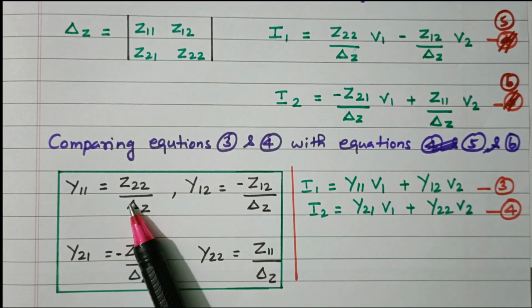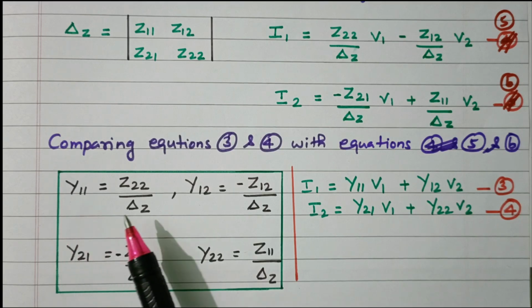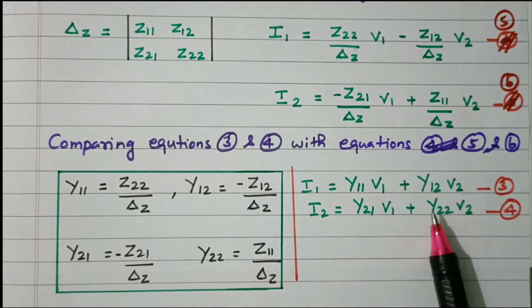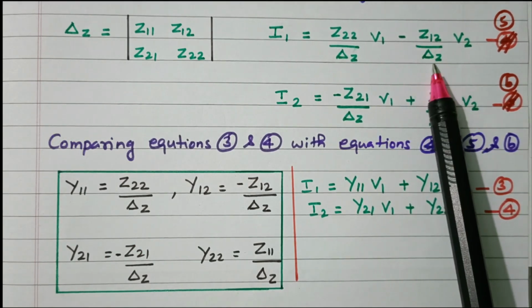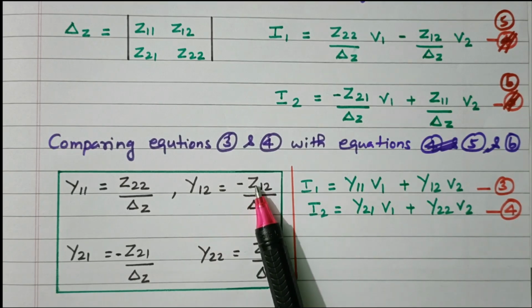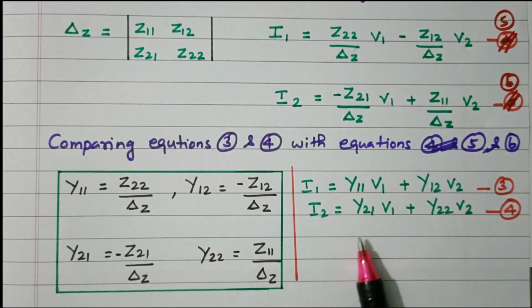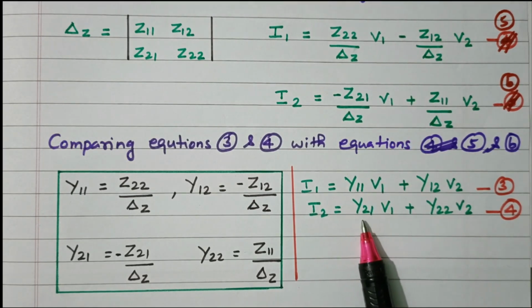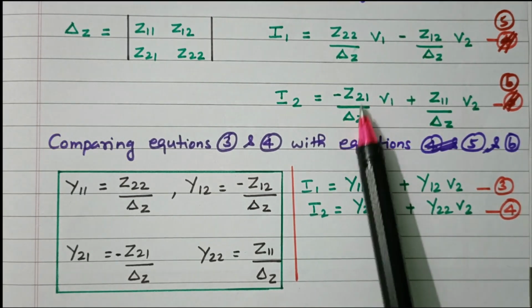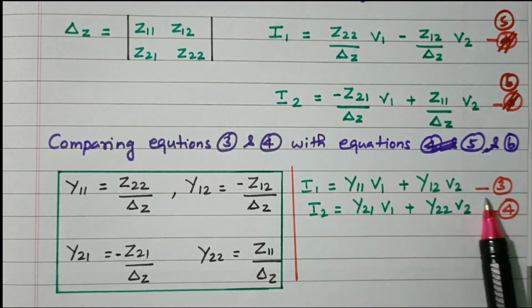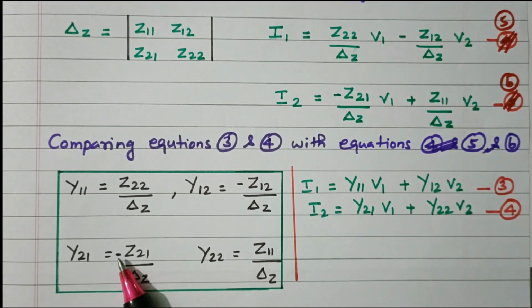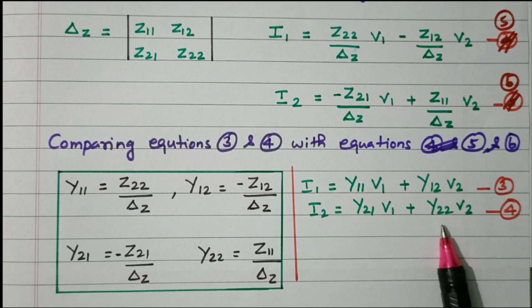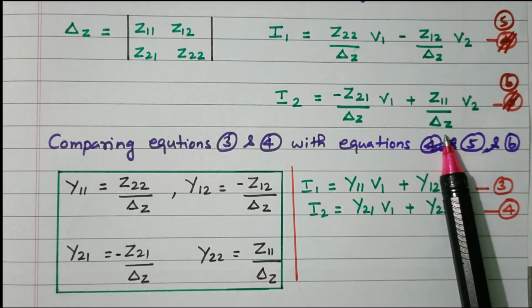So it is written separately. Y11 is Z22 divided by del Z. So the Y parameter is written in terms of the Z parameter. Similarly, Y12 is nothing but minus Z12 divided by del Z. So Y12 equal to minus Z12 divided by del Z. Similarly, equations 4 and 6: Y21 is nothing but minus Z21 by del Z. Since the other parameters are equal, these two coefficients are equal. So Y21 equal to minus Z21 divided by del Z. Then Y22 is Z11 divided by del Z.